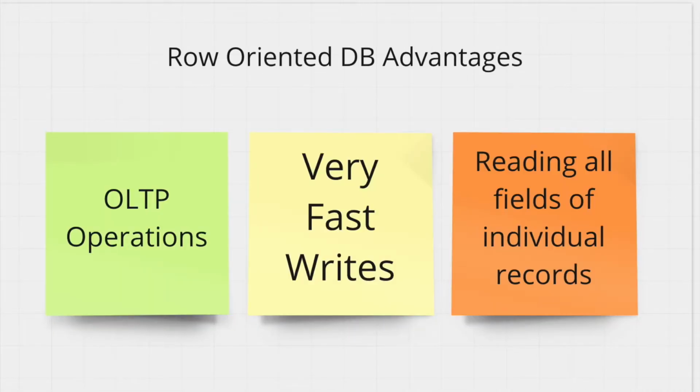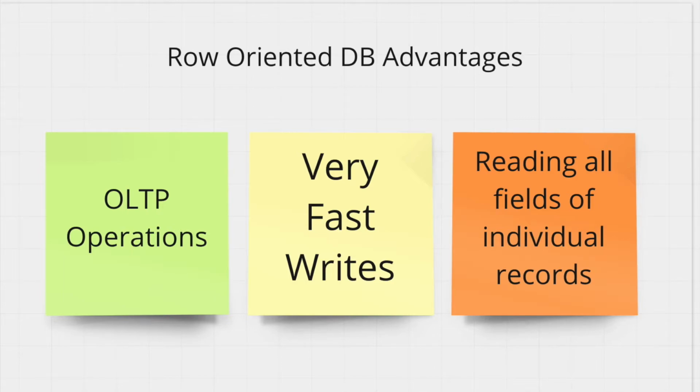So let's look at a few advantages of row-oriented databases. The first one is that it's very good for OLTP operations. OLTP is very quick reads and writes for one row at a time. As you saw, for a given row, all the data is very close together. So if you wanted to read all the fields for one given row, you want to use a row-oriented database.